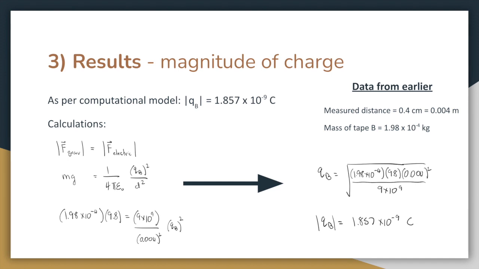So as you can see, the magnitude of charge as per the computational model is 1.857 times 10 to the negative 9 coulombs. And as you can see below, doing the calculations by hand yields the same result. I found my tape to be negatively charged as it was repelled by a negatively charged pen which was rubbed against my clothes.